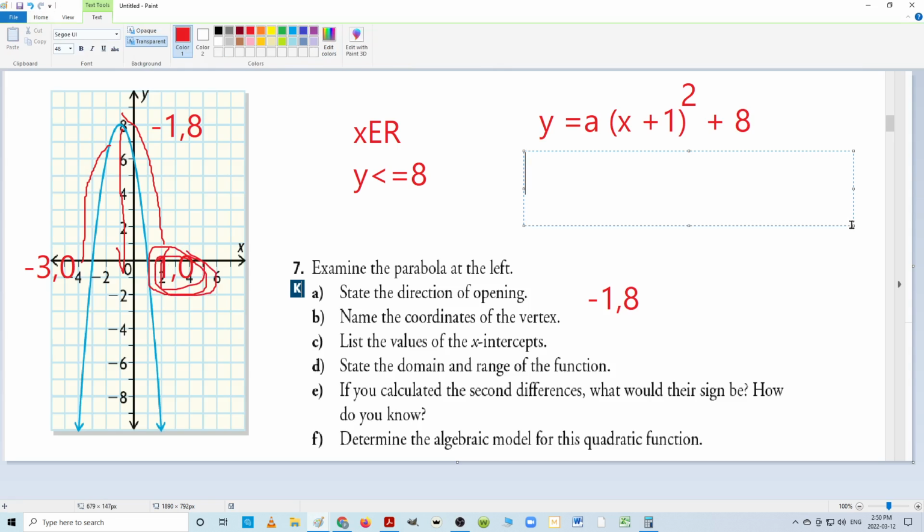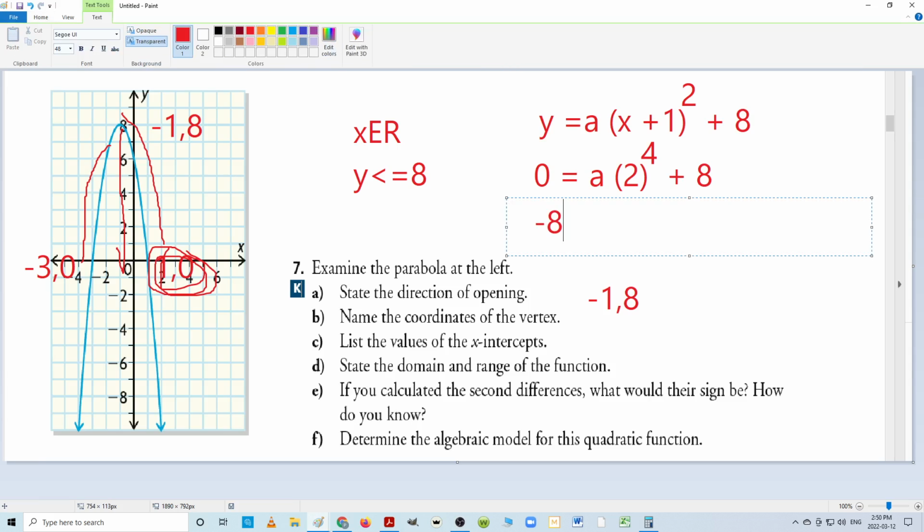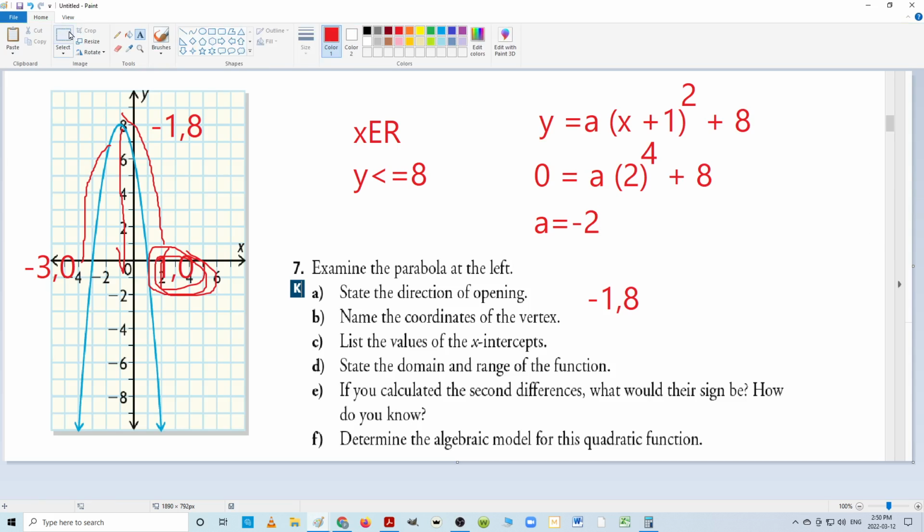So I can replace the y with 0 and the x with 1. So this becomes 2 squared. So now I get this. And then I get this. So that means I can just replace my a in the vertex formula right up here. So that's one way to do it.